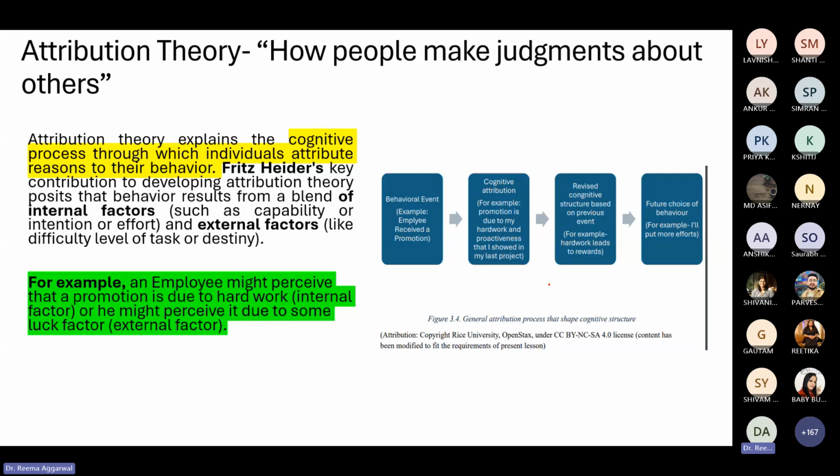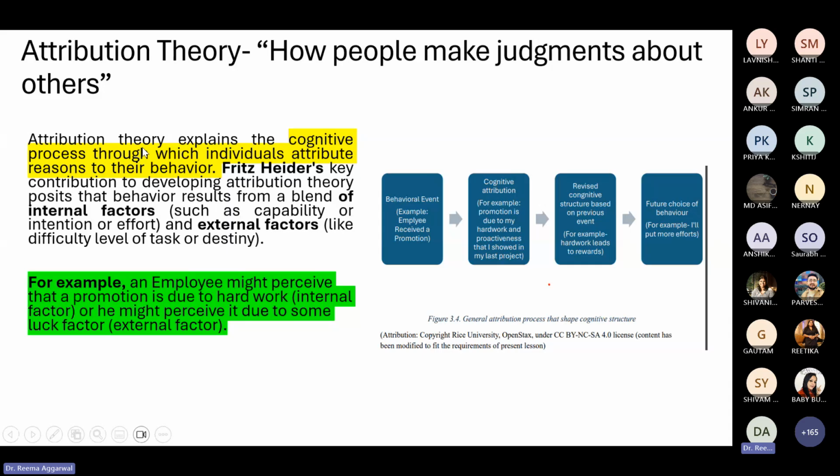Some will say that the person was capable and very hardworking. That is why he or she has received a promotion. And some might say that it is just destiny, network, connections, because of which the person has received the promotion, right? So employees जो होंगे वो दो तरह से attribute करेंगे. So basically attribute करना means आप individual behavior को किससे connect कर रहे हैं? Individual internal factor से या फिर external factor से. So there are two factors to which you could attribute a behavior.